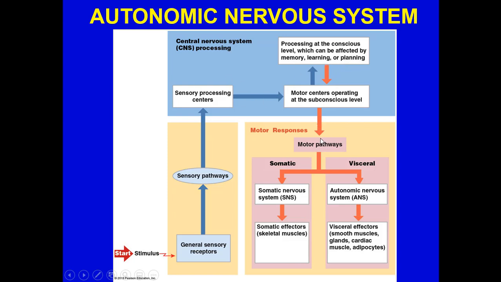We have motor responses. Now, the motor pathways are somatic. That's the somatic nervous system, which, of course, when we talk about somatic effectors, is your skeletal muscles. Okay, but let's get back to the main topic for this chapter, and that is the autonomic nervous system. You're not conscious of that. You don't have to be. And it affects visceral effectors: smooth muscles, cardiac muscle, adipocytes, glands.